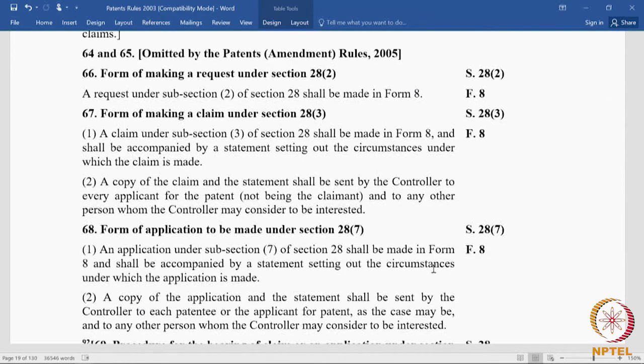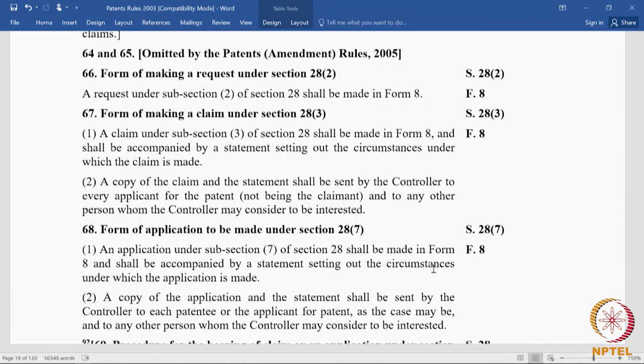Rule 67(1) tells us that a claim under 28(3) shall be made in form 8 and shall be accompanied by a statement setting out the circumstances under which the claim is made, because the statement and claim is not required under a 28(2) proceeding, because they are connected parties. You are either an applicant or the alleged inventor. So, you are connected to the proceeding. In 28(3), it is a third party who is making it, that is why we require a statement. So, the difference between rule 66 and 67 is that because 67 involves a third party, a statement setting out the circumstances is required.